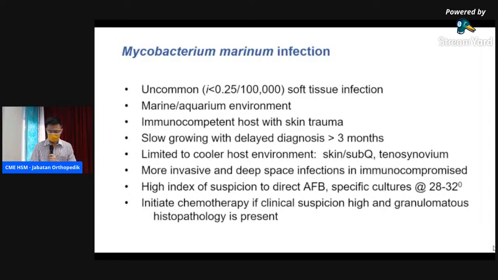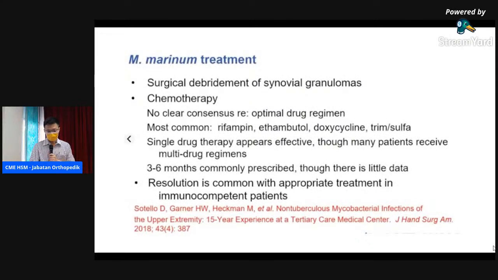This infection needs to be treated aggressively, and if you want to find the proper organism, then we need to send for a correct culture. If I'm not mistaken, the Lowenstein-Jensen culture for Mycobacterium, specifically at a low temperature, 28 to 30 degrees, cultured for a few weeks, to get the proper diagnosis. And chemotherapy such as rifampin, ethambutol, and doxycycline are commonly effective after a thorough debridement.